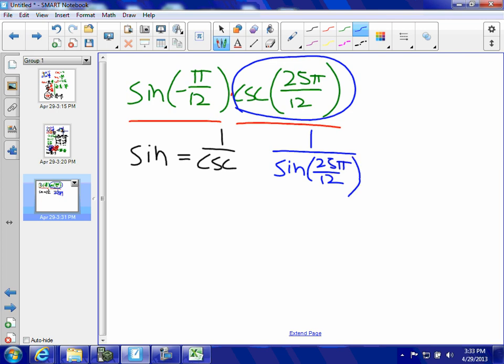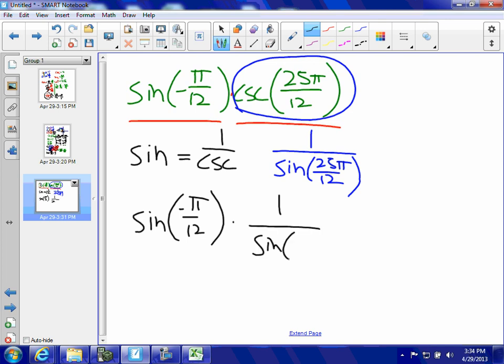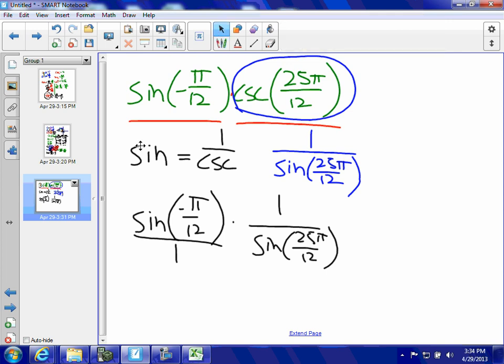And I want to see that because now I'm going to have sine of negative pi over 12, and I'm going to be multiplying that by 1 over sine 25 pi over 12. Since I have a sine in my numerator and a sine in my denominator, there's a possibility that they might end up canceling each other out. But I'm not sure if they will or they won't. I need to know my fundamental identities to see that that's where this problem is probably heading.